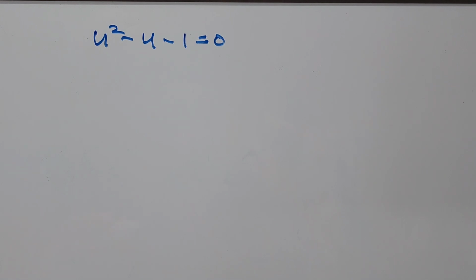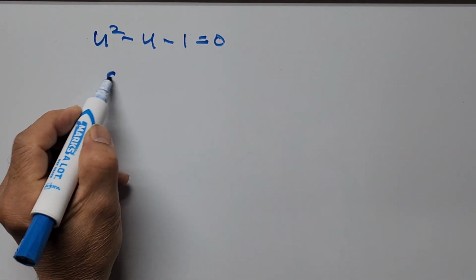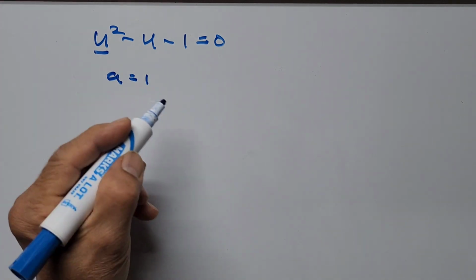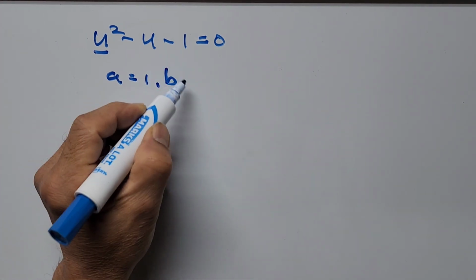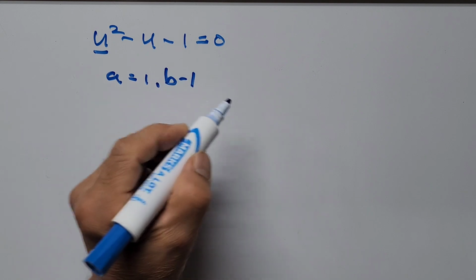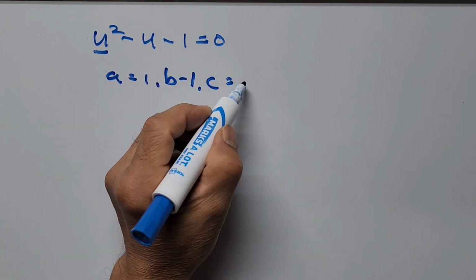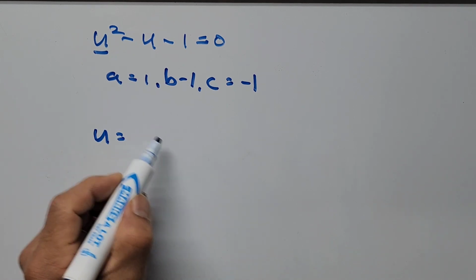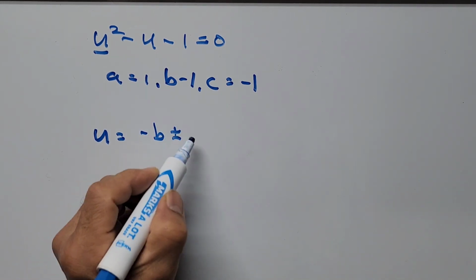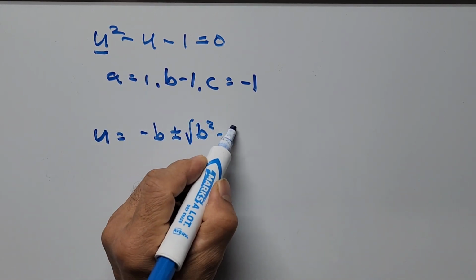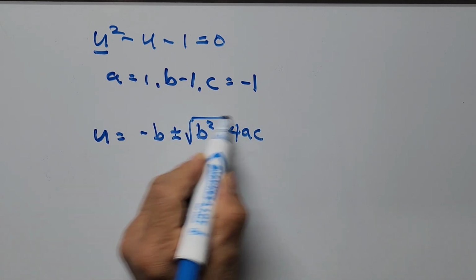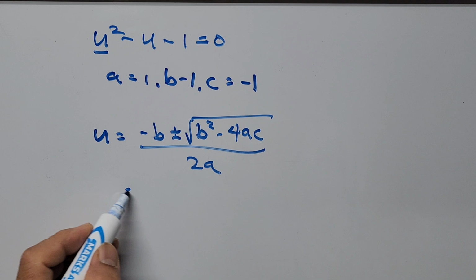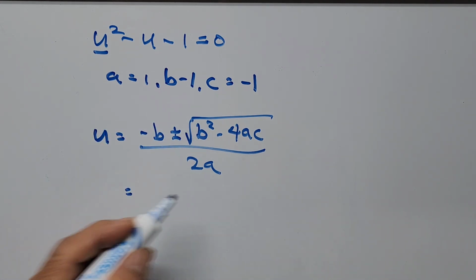So here we take the value of the coefficients. a is 1, that's the coefficient of this leftmost term. And then b is -1, the coefficient of u, and then c is -1. So for the quadratic formula, we have u is equal to minus b plus or minus square root of b squared minus 4ac over 2a. And here let's just substitute the values of a, b, and c into our equation.